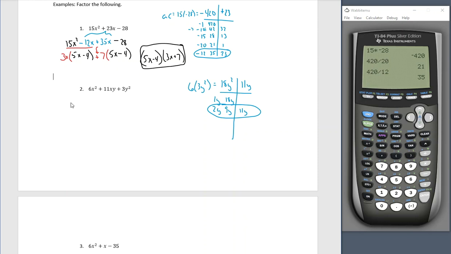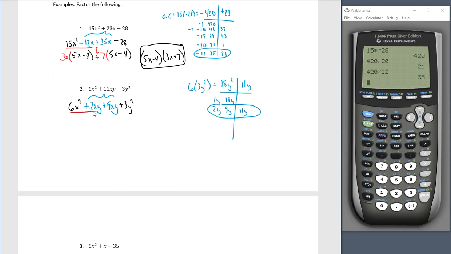So I have 6x squared. And then instead of calling it 11xy, I'm going to add 2xy and 9xy and my 3y squared. So I used my two found numbers to separate that middle term. I'm rewriting that middle term. Now what do I have?